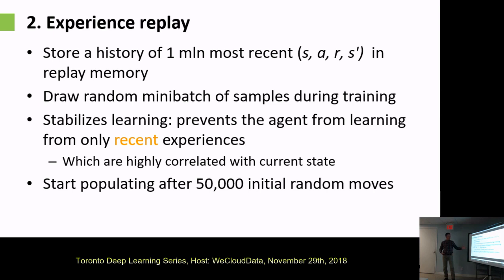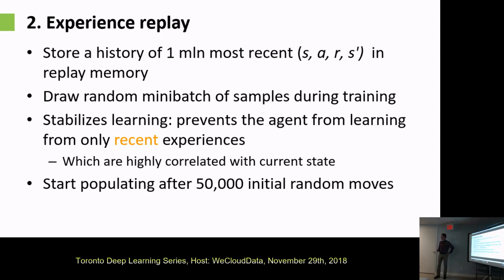And the goal is to reduce correlations that you will have if you go from one state to the other. Neighboring states are going to be very highly correlated to each other, right? So you want to remove that. They first let the network play for 50,000 steps, just make some random moves, and start populating this replay memory.